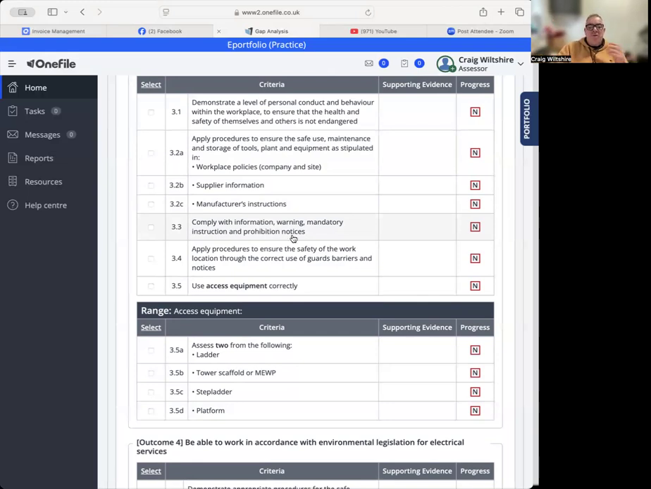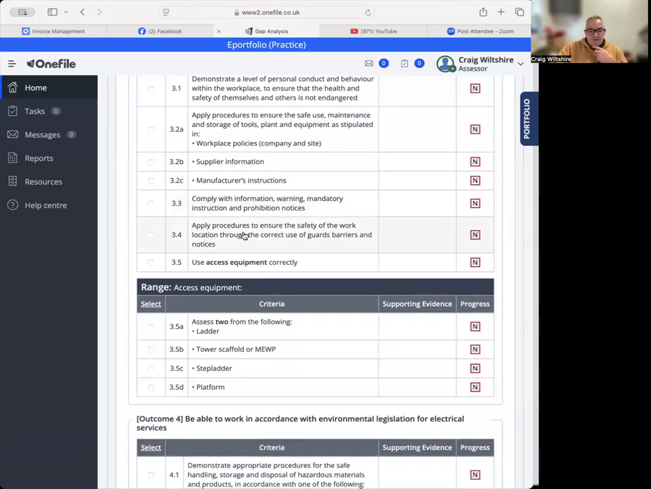They know then that you know what them signs mean, right? Apply procedures to ensure the safety of the work location through the correct use of guards, barriers, and notices. So, electrician at work, barriers. I don't really want to see some string across a door with a written note saying electrician, right? We want to keep this professional.